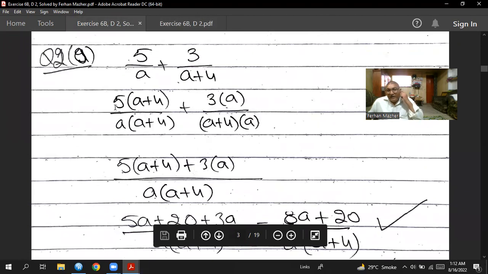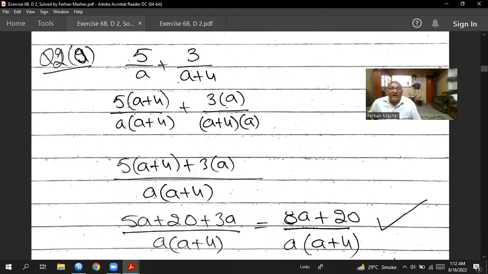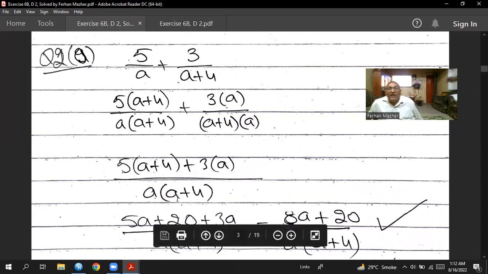this 5 will multiply with this bracket, a plus 4, and a will multiply with a plus 4. And in this fraction, upstairs and downstairs, I will multiply with the a. So upstairs you will have 3 multiplied by a, and downstairs you will have a plus 4 into a. Okay, so now the denominator is the same, so I can write a single fraction here.